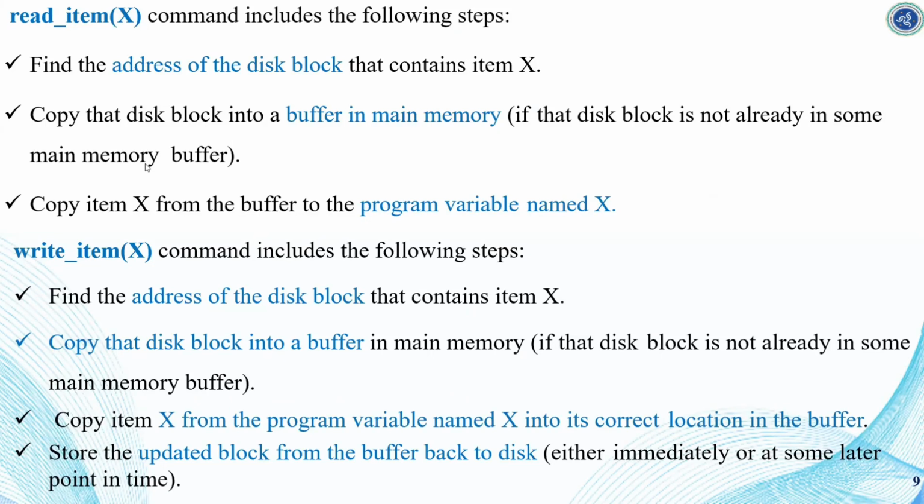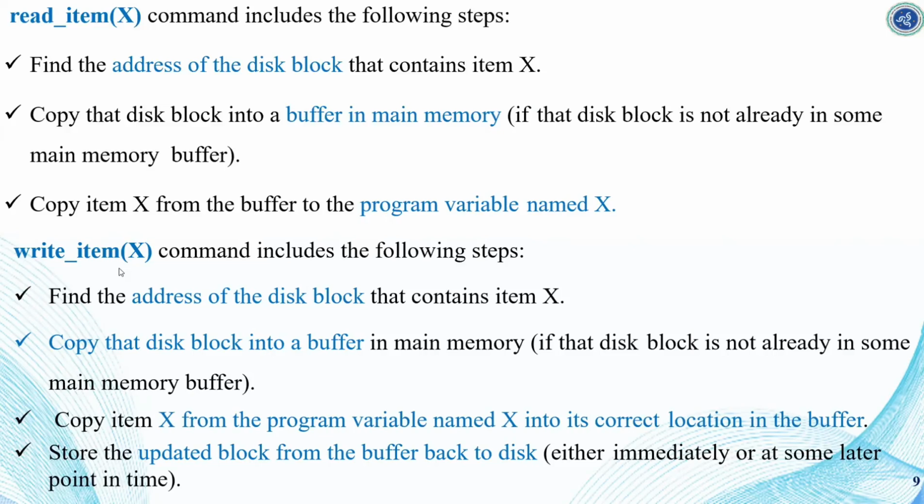What are the different steps in a read command, read item X? First, we need to find the disk block that contains the item X, that is, the address at which X is present. Then copy that particular block into a buffer in the main memory. After copying, copy the item X from the buffer to the program variable named X. That is what is done in a read operation.